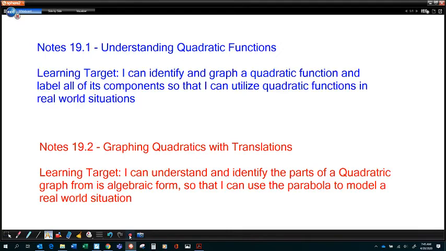Lesson 19.1 and 19.2 have to do with understanding quadratic functions and graphing them with translations. If you'd like to pause the video at this time to copy this in your notebook, otherwise go ahead and continue.